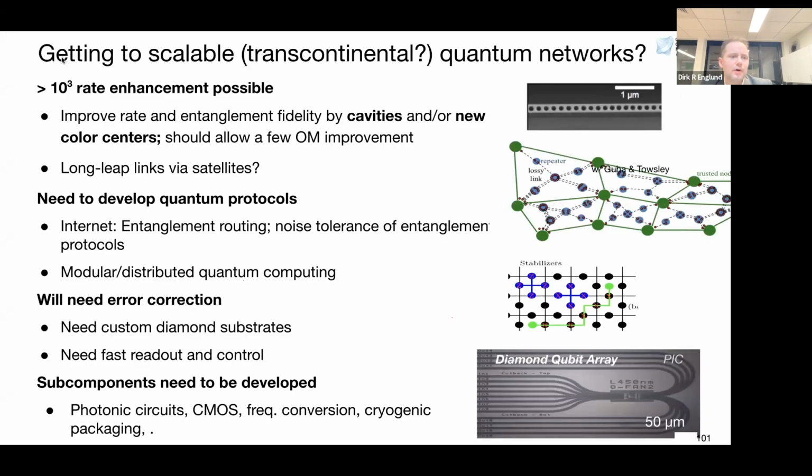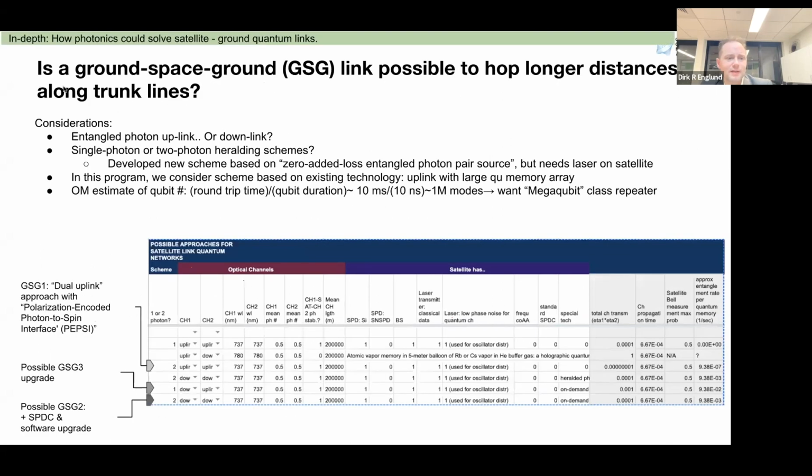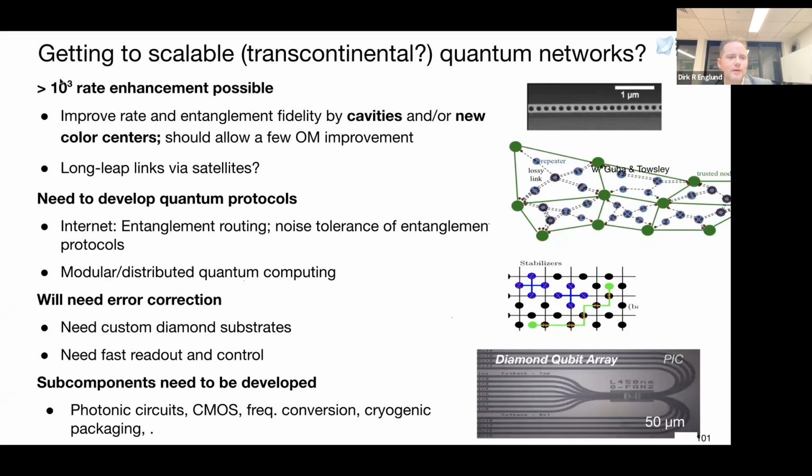All right, so let's see. To get to really long-distance networks, we need lots of qubits. We need high-efficiency links, and we need some way of optical management of lots of qubits, which in turn will probably need some sort of programmable photonic system, such as these photonic integrated circuits.